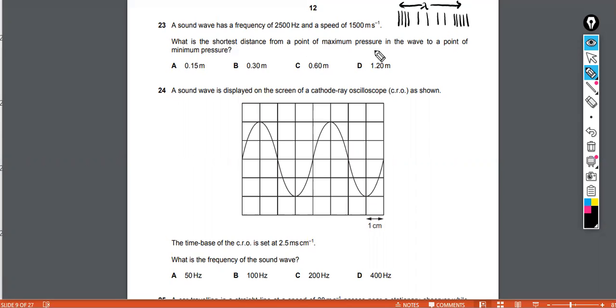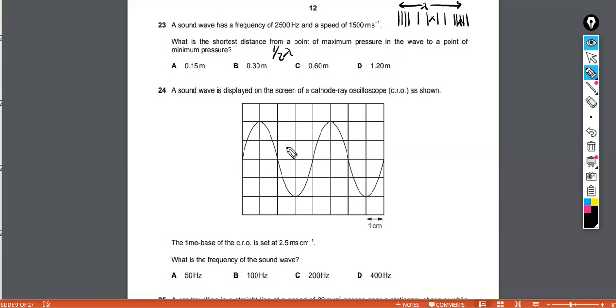They're asking about the distance between a point of maximum pressure, which would be like this point right here, to a point of minimum pressure, which would be like this point right here. If you can read through this and go, oh, they're asking me for half the wavelength, then you've really sized up this question very well. The distance from maximum pressure to maximum pressure would be the wavelength, so the distance from maximum pressure to minimum pressure would be half the wavelength. So I need to calculate the wavelength and take half of it. How do we calculate the wavelength?